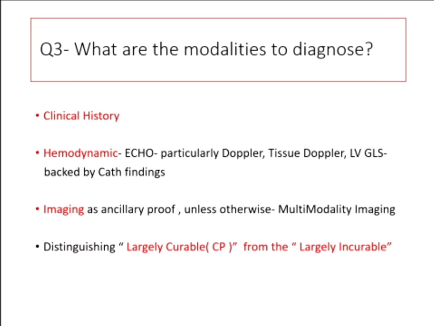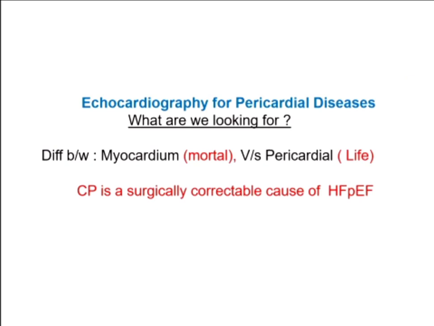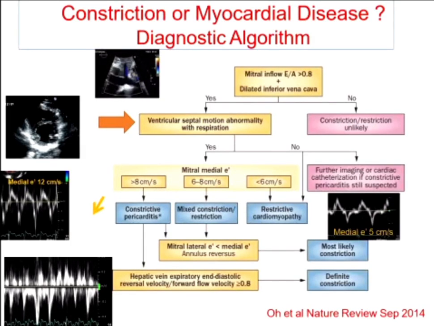Hemodynamics is important, of course. As I said, echo and particularly Doppler, tissue Doppler, extremely important, which I'll come to, and now LVGLS, which is backed by the cath findings. This would be our approach to actually looking at it and using imaging only as ancillary. What are we essentially looking at? As I said, it's more of a mortal disease versus something that can be totally curable if it's possible, as in terms of CP. And this should be our diagnostic algorithm.